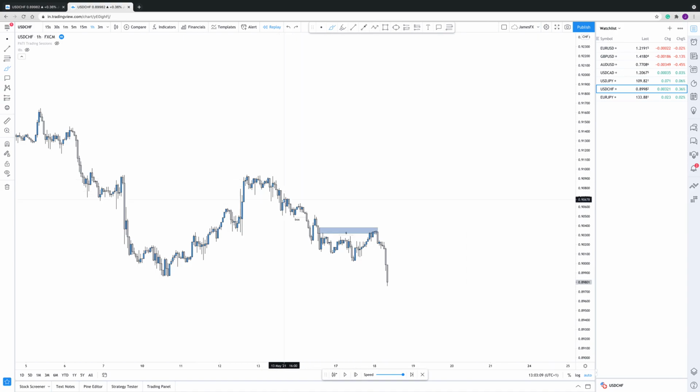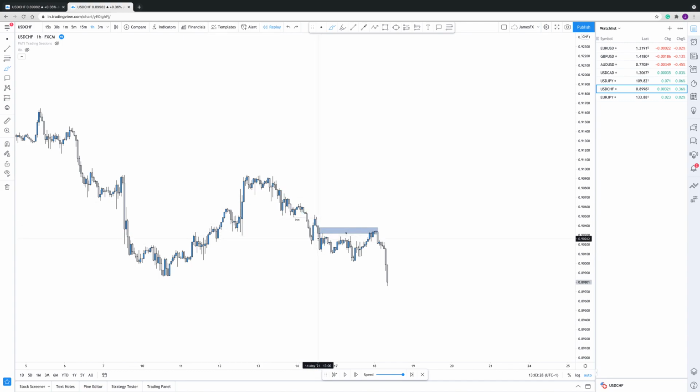So if we look at this next example on Dollar Swiss of equal highs, we can see previously we had these series of lower lows and lower highs. So we broke structure here, price pulled back to mitigate, breaking structure, price pulled back to rebalance this inefficiency, breaking structure.